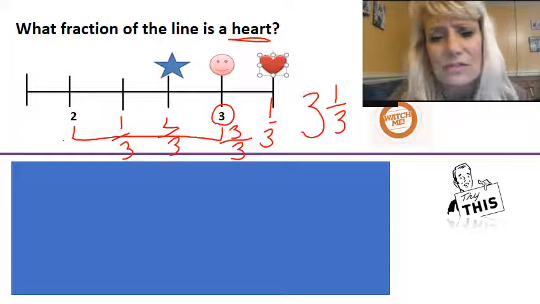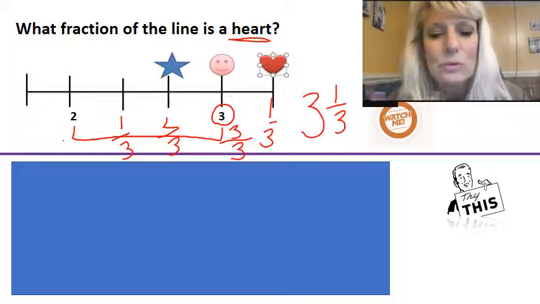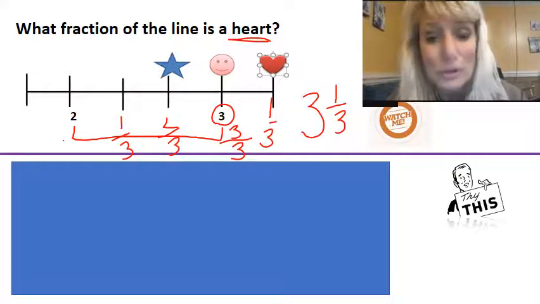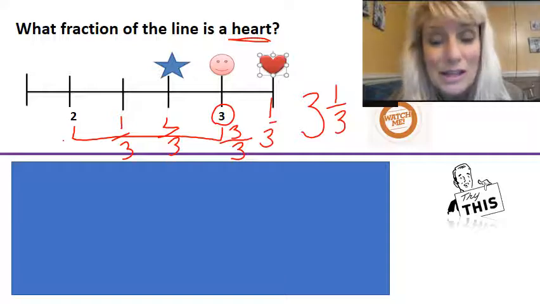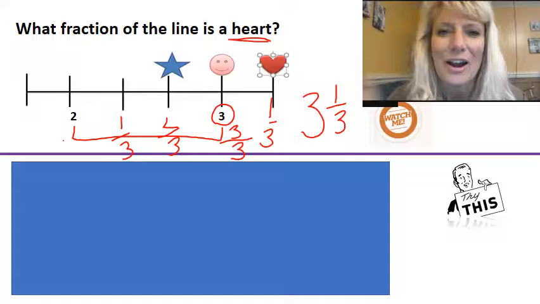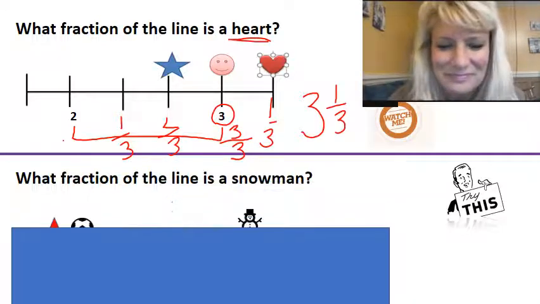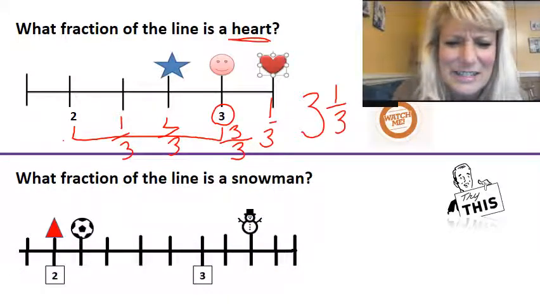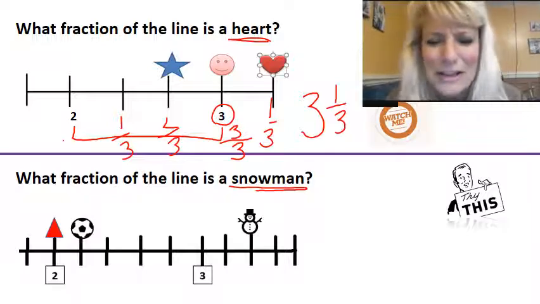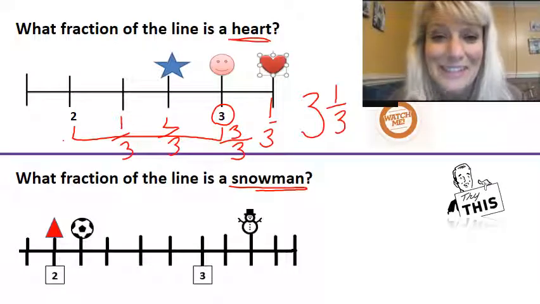Now, if I had something after, it would be 3 2/3, and then it would be 4, and then 4 1/3, 4 2/3, and when we got to that third part, it would become 5. All right, try the next one. What fraction of the line is a snowman? All right, try this one. Come on back, and we'll check it together.